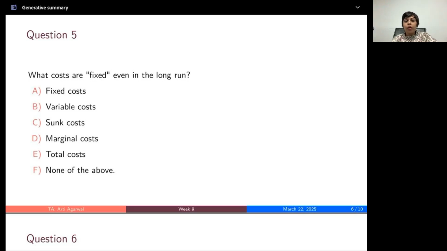So those costs are the ones which will still remain fixed even in the long run because you cannot do anything about it. It's done and over, right? Done and dusted. Marginal costs, of course, vary in the long run, so those are not fixed. Total costs are like a sum of fixed and variable costs, so those are also variable. They are not fixed. So eventually the answer is just the sunk costs, not any other cost. Okay.